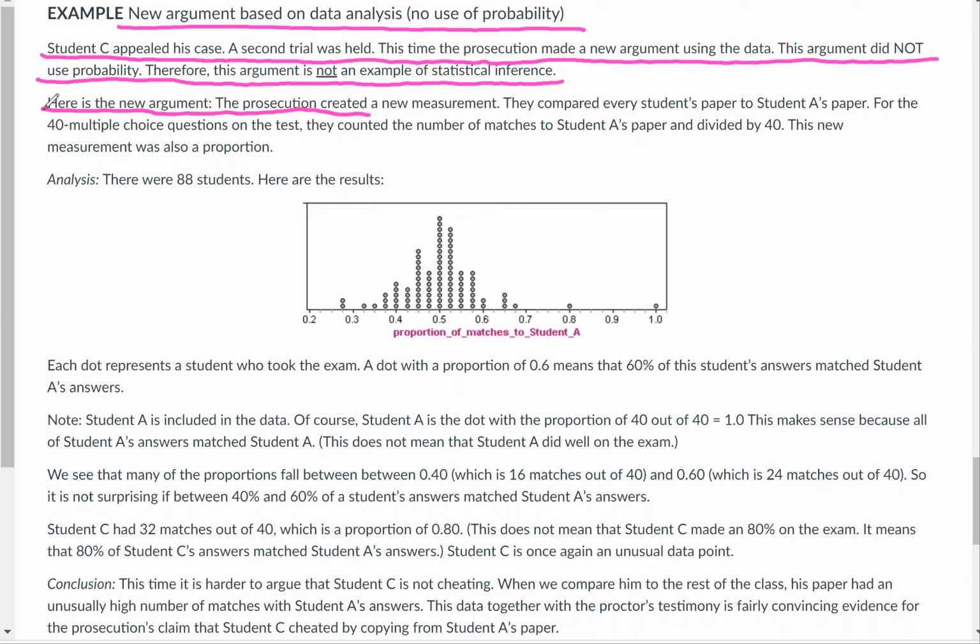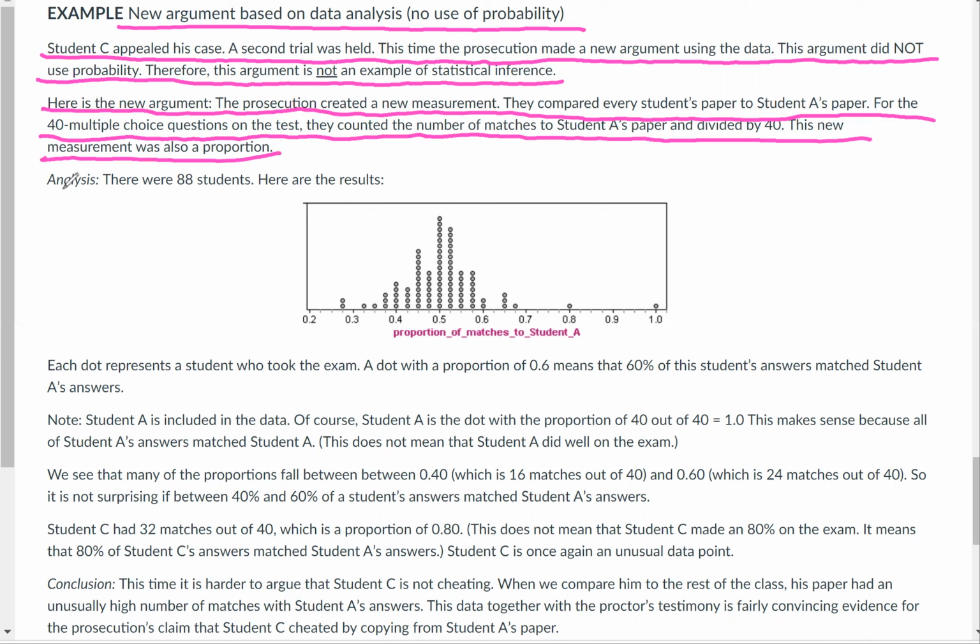The prosecution created a new measurement. They compared every student's paper to student A's paper. For the 40 multiple choice questions on the test, they counted the number of matches to student A's paper and divided by 40. This new measurement was also a proportion.